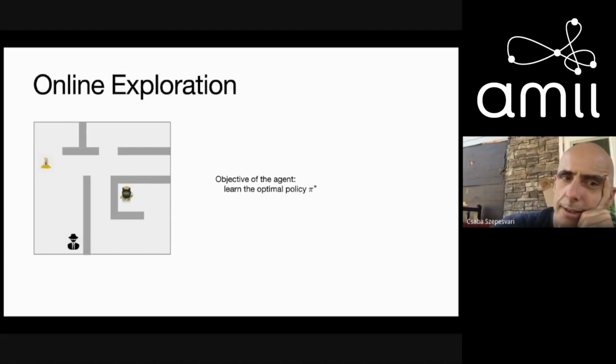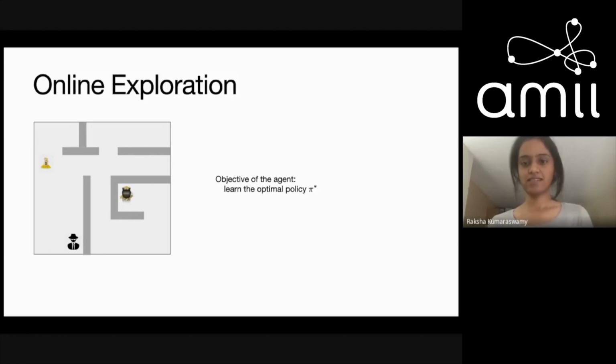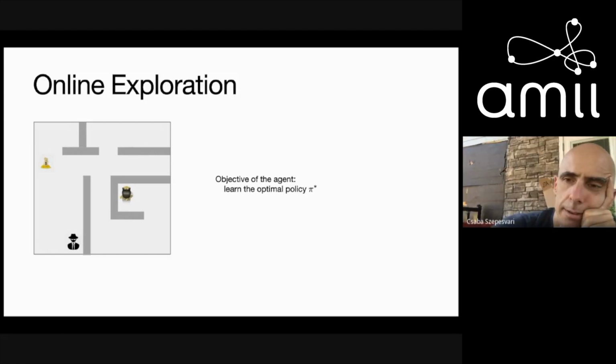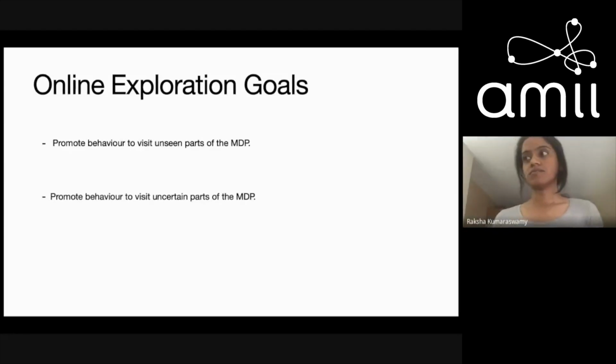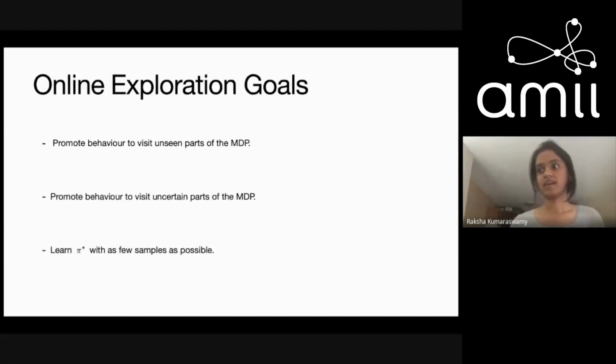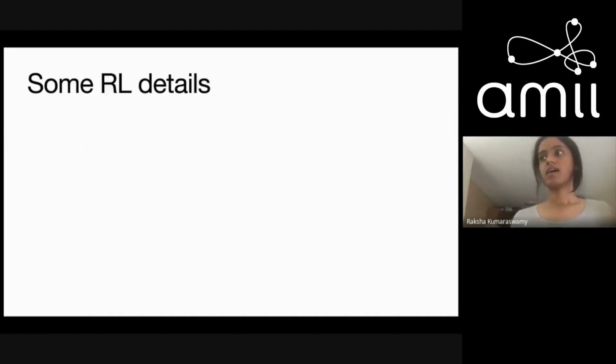I think you're still interested in maximizing reward, but you want to take into account your uncertainty about the world. It's true, yes. So uncertainty about the world is kind of wrapped into these two ideas of unseen parts of the MDP and uncertain parts of the MDP. And additionally, learn the optimal policy with as few samples as possible.